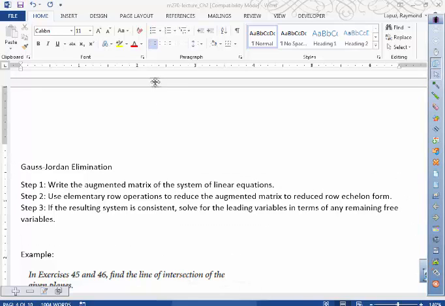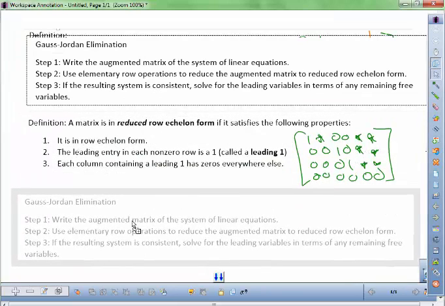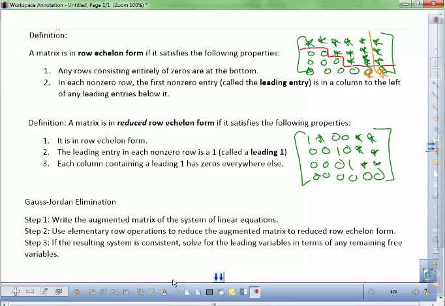And if you like step-by-step processes: step 1, write the augmented matrix for the system. Step 2, use elementary row operations to reduce into row echelon form. And then step 3, if the resulting system is consistent, solve for the leading variables in terms of any remaining free variables. So we talked about leading variables and free variables.